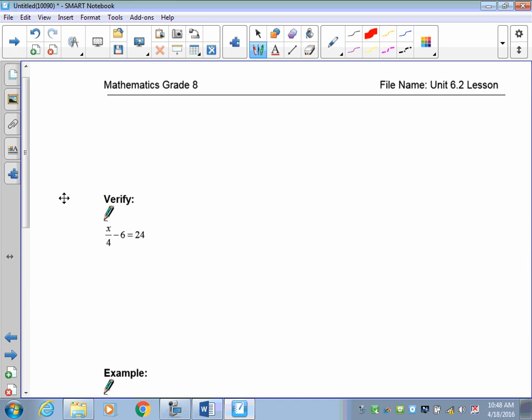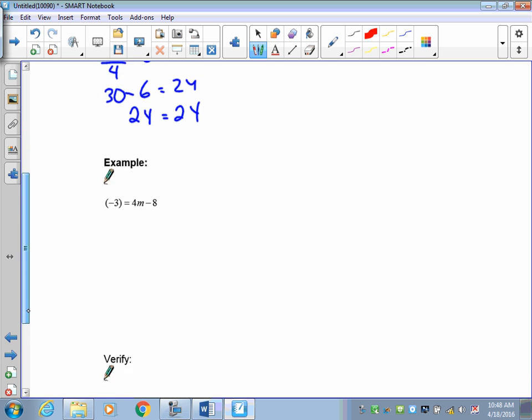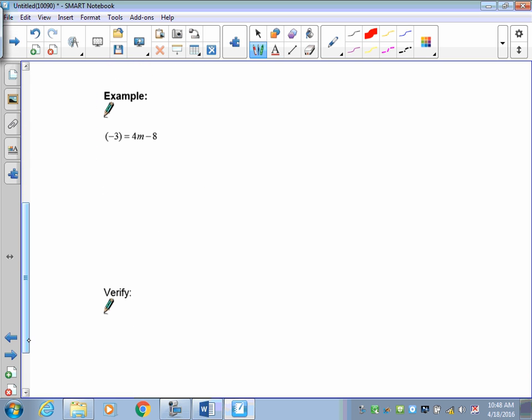All right, let's verify. We said 120, so let's take out the x, put 120 in its place. 120 divided by 4 is 30. And 30 take away 6 is 24. So we know that we did it correctly. All right. Now things are reversed. I've got the variable on the right-hand side, but nothing changes. So I want you to pause the recording and try this one.